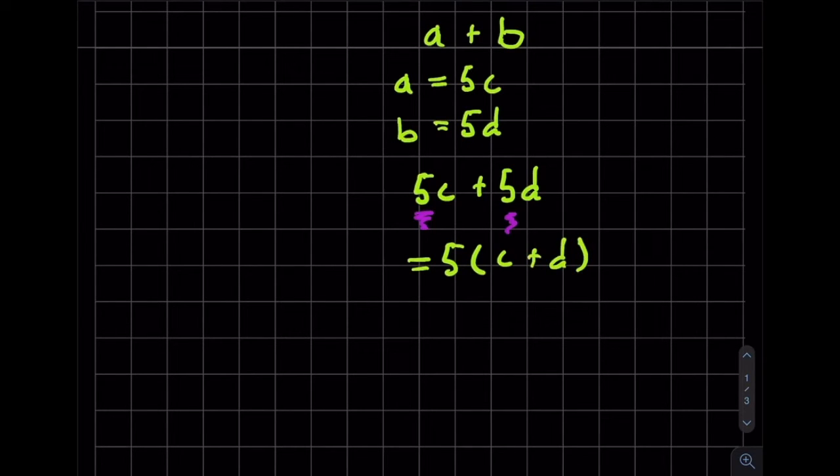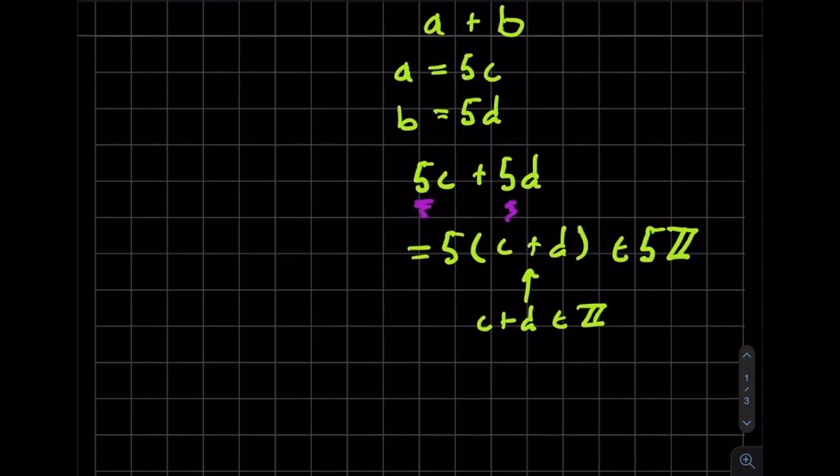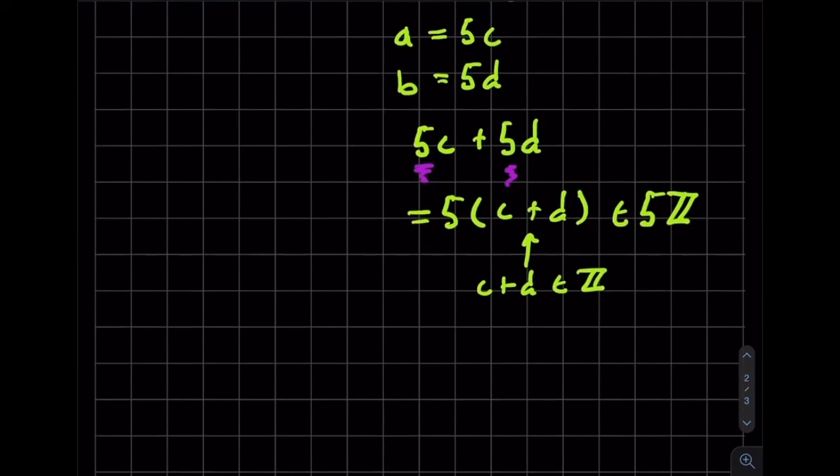Now this we can say is an element of 5Z. Why is that an element of 5Z? Because C plus D is an element of the integers. If we look back at our definition of the set 5Z, all we require is 5 times some integer, right? And if we add any two integers, surely we will get an integer. So I'll draw a box and shade it in, which denotes that we're done with that part of the proof. This gives us closure, and then we're good.